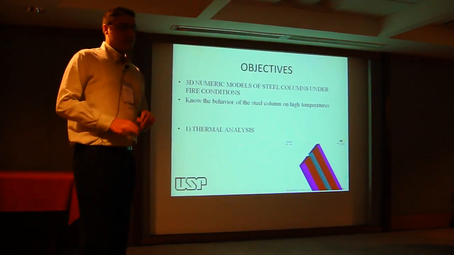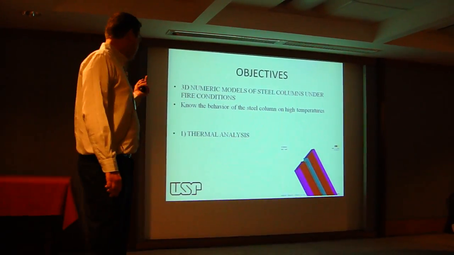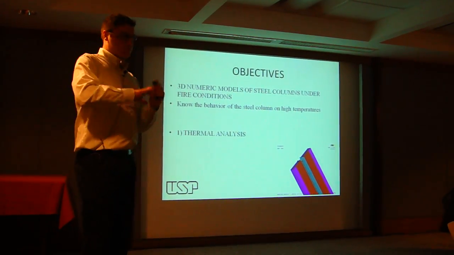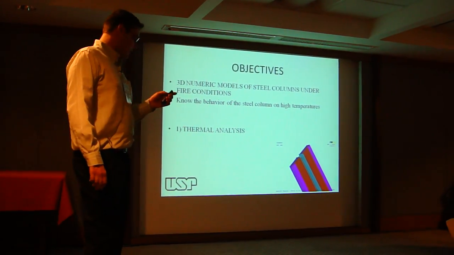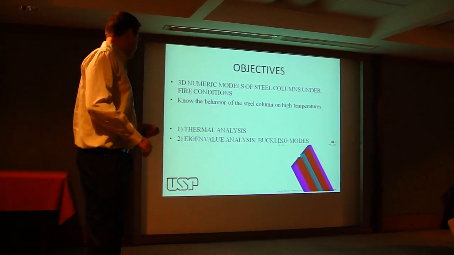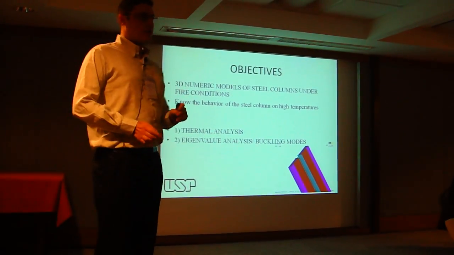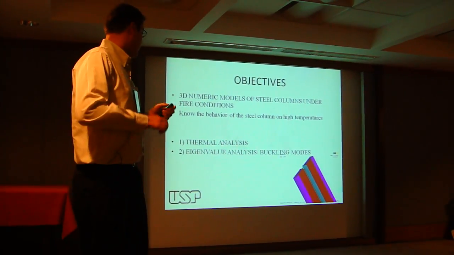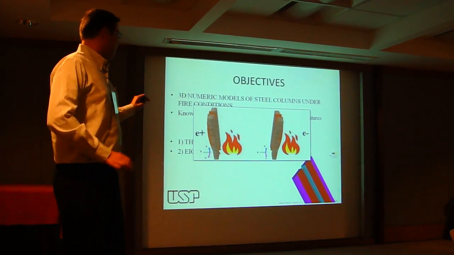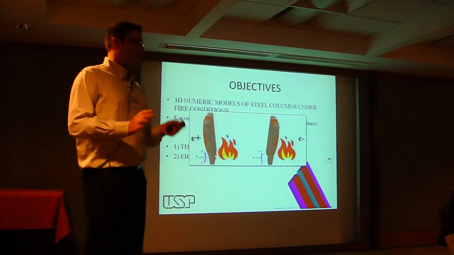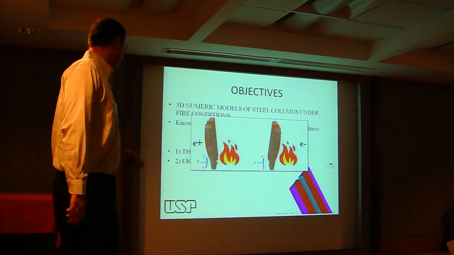The analysis is divided in 4 steps. The first step is the thermal analysis to know the thermal field on the cross section. And the second step is an eigenvalue analysis to find the buckling modes. We are interested in the first buckling mode. The first buckling mode is the global geometrical imperfection. Considering the walls reaching the flange, the imperfection will be considered positive and negative depending on the direction of the fire.